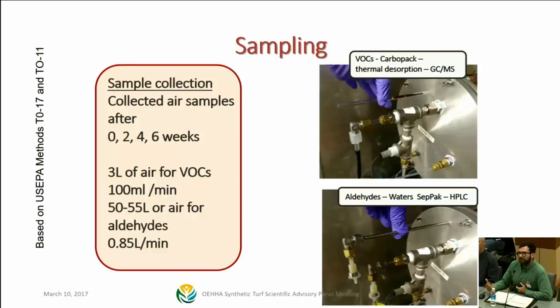For the sample collection, we collected air samples after time 0, 2, 4, and 6 weeks of incubation. We took samples for VOCs and for aldehydes and ketones at different volumes: lower volumes for the VOCs, higher volumes for the aldehydes. You can see in the pictures on the right what the sampling cartridges look like for the VOCs and for the aldehydes. For the VOCs, we followed the sampling with thermal desorption and GC-MS, and for the aldehydes, we analyzed the samples with HPLC.